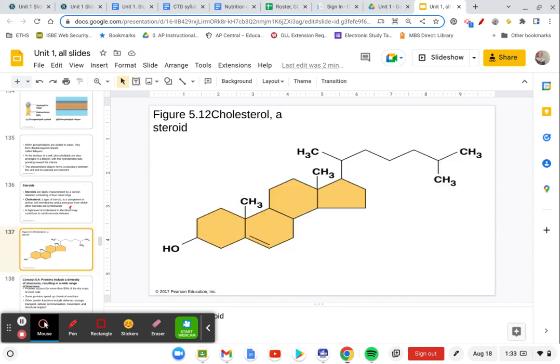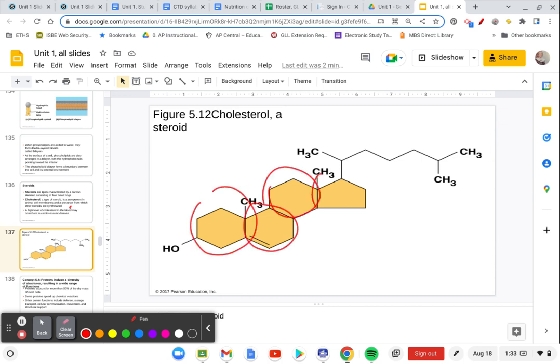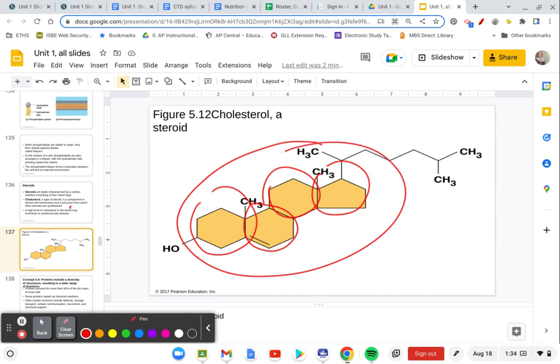Again, here's a picture of a steroid. This is cholesterol, and notice how it has these 4 rings. They're all attached to each other. If you see that 4-ring structure like that, you know you're dealing with a steroid. You don't have to know the ins and outs of this diagram. You just have to remember that there are those 4 rings. If there are those 4 rings there, you know that that's a steroid.